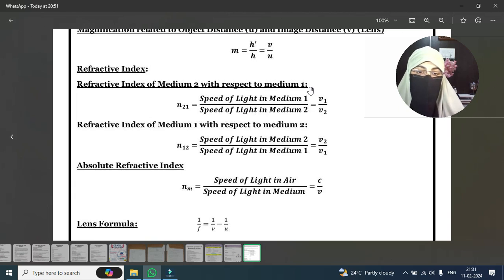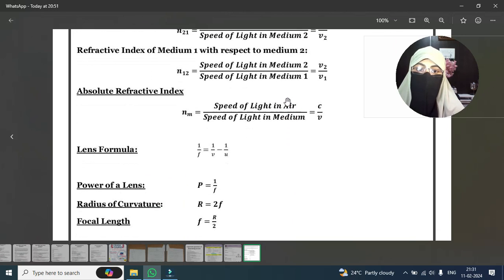So the speed of light in medium 1. What is the speed of light in medium 1? That is the air, always. And the speed of light in medium 2, whatever the medium is. For example, we are taking it as water. So you will substitute those values, which will already be given to you, and then you can find out the answer.